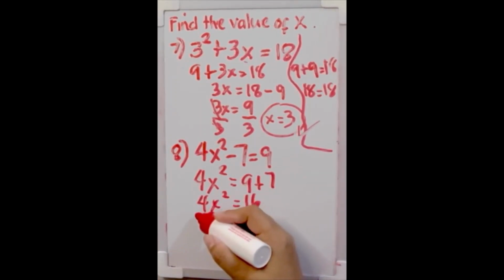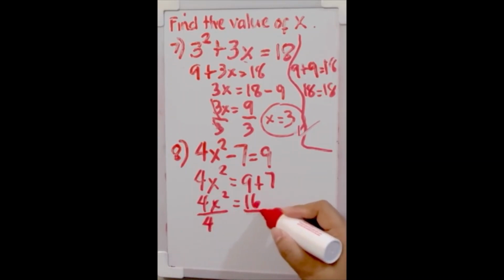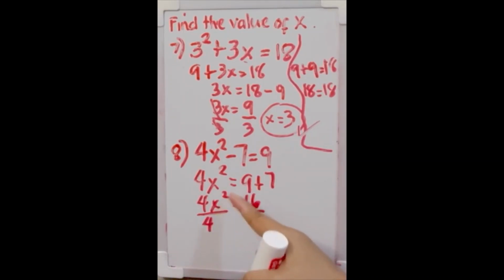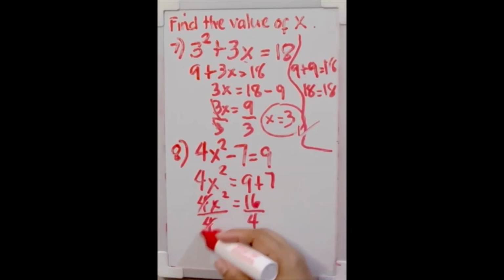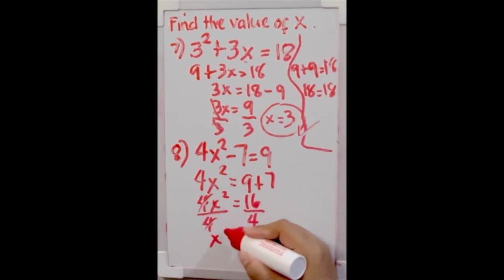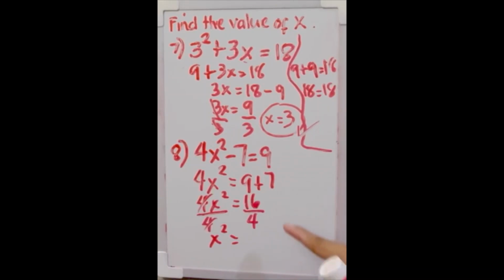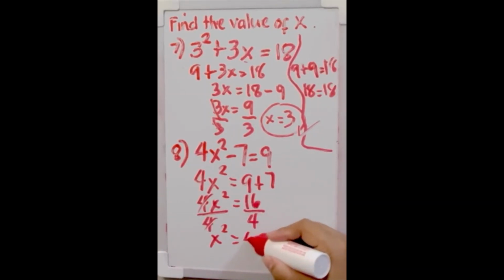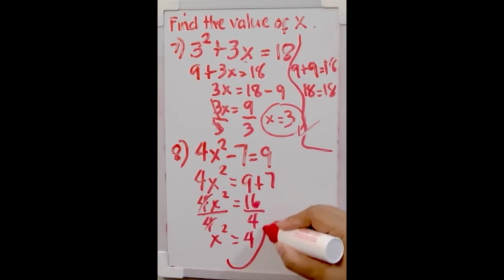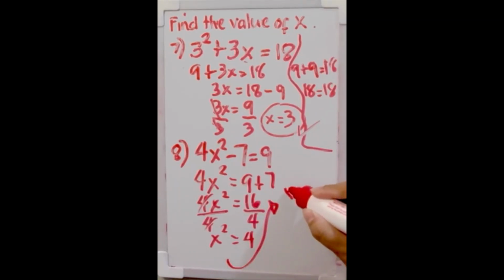So now we will need to divide both sides by 4 to get the value of x squared. So 4 divided by 4 is just 1. So we have x squared equal to 16 divided by 4, which is 4. Now, x squared is equal to 4, but we are not yet done because what we need is the value of x, not x squared. So, to remove the squared here, let's continue up here. So, this is x squared equal to 4.